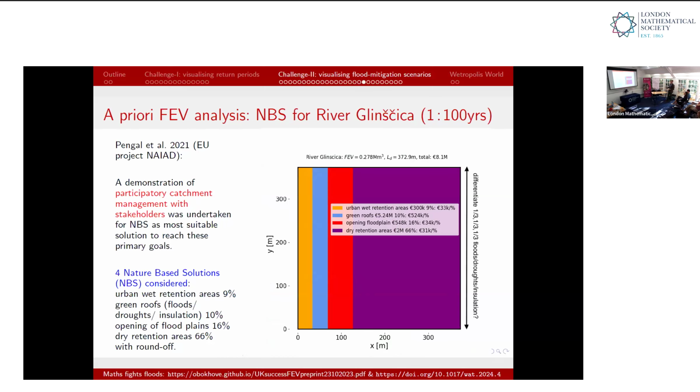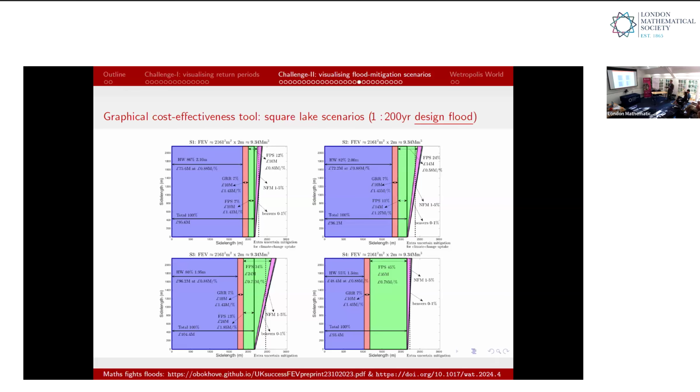I'll skip this one. Other people did it for the river Glen Sika, and I do want to make one point. When people make these flood mitigation scenarios, they pick a design flood against which they want to protect. So they express that as this is the 1 in 2 year return period flood. So that's how the two sections, the Tropolis and this flood mitigation part, link.